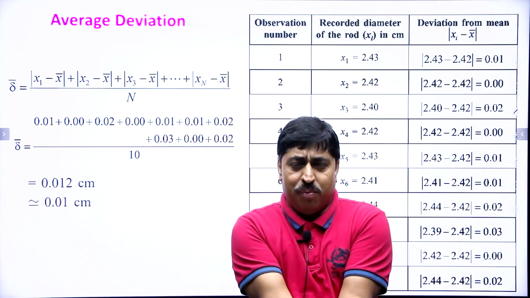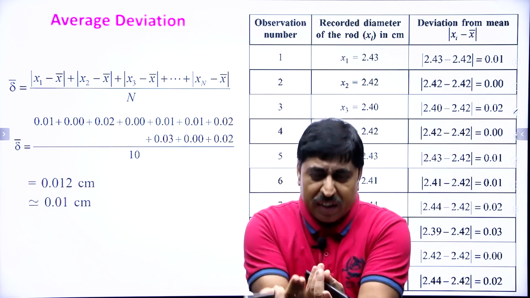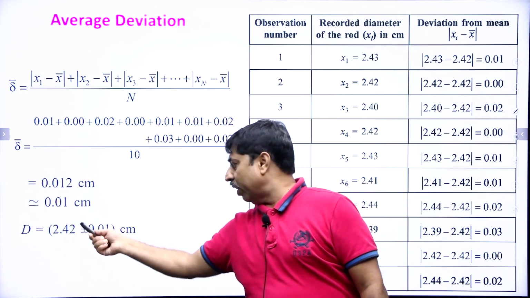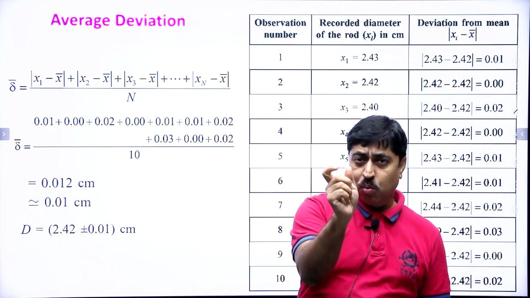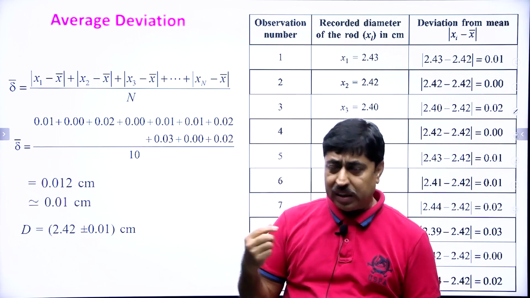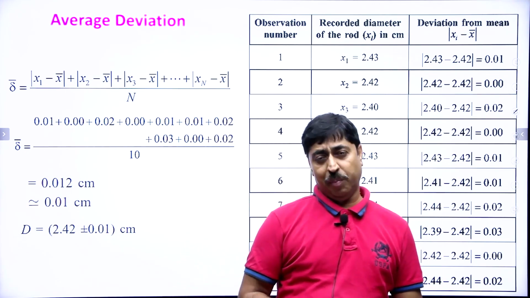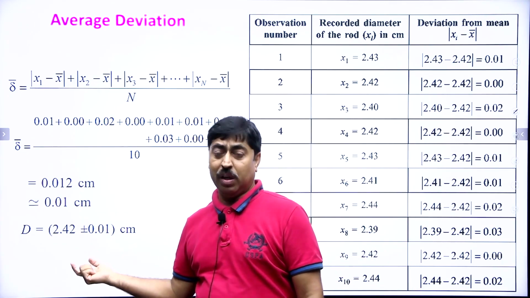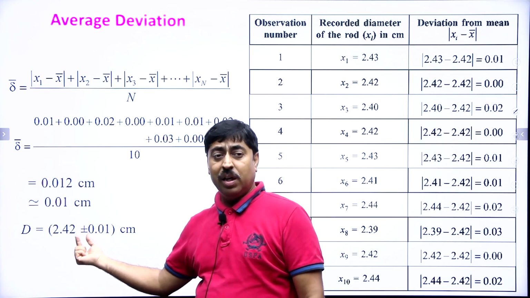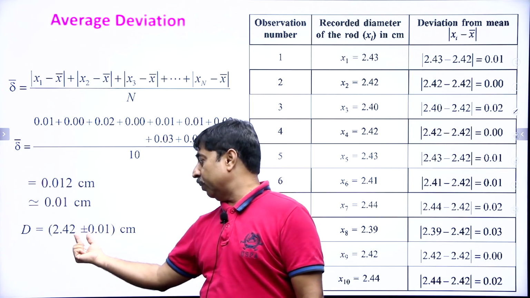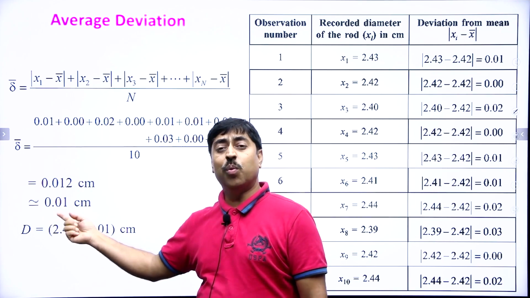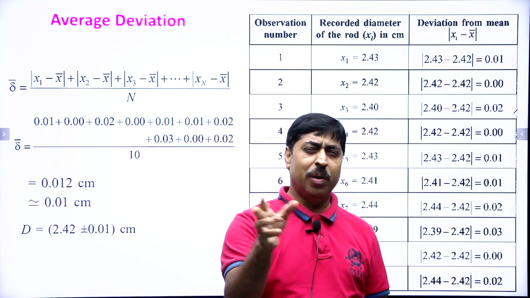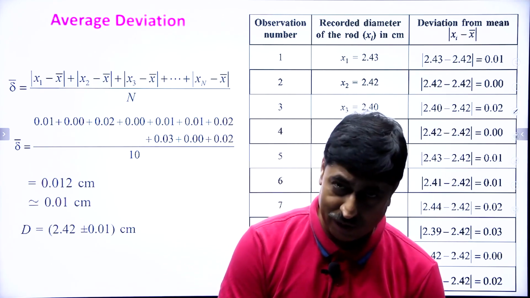So one way of expressing my measurement will be that I will say that diameter, to the best of my knowledge, is 2.42 centimeter, but there is an uncertainty, and the uncertainty is as large as 0.01 centimeter. So what I am saying is, my best estimate is 2.42 centimeter, but there is a but. There is an uncertainty of 0.01, which means diameter can be anywhere from 2.41 to 2.43 centimeter. So diameter of this rod is anywhere between 2.41 to 2.43 centimeter.